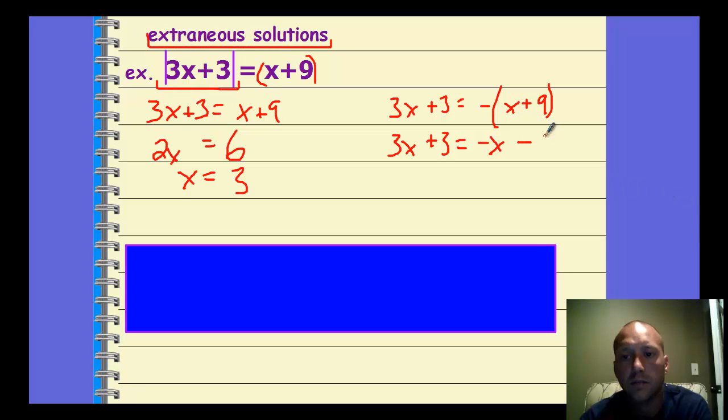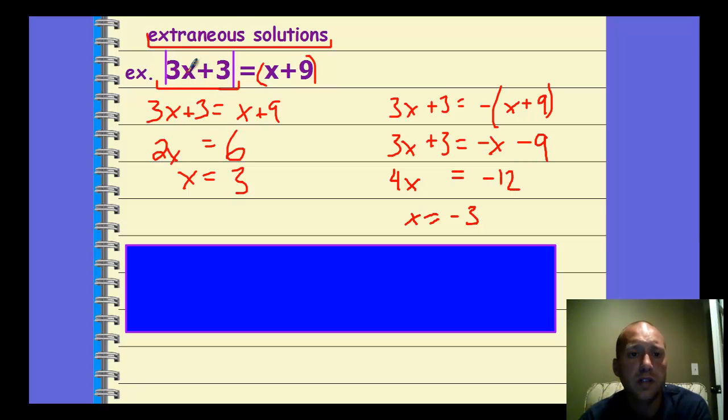That would be a negative 9. So now I need to add x and subtract 3. So we find x is negative 3. So then it happens to be opposite numbers here, and you can plug them back in and check.